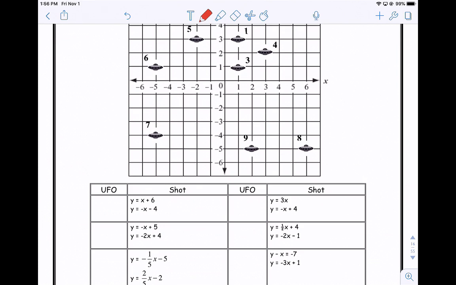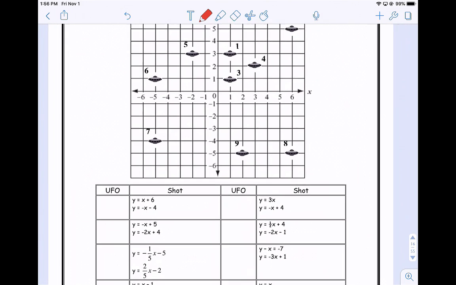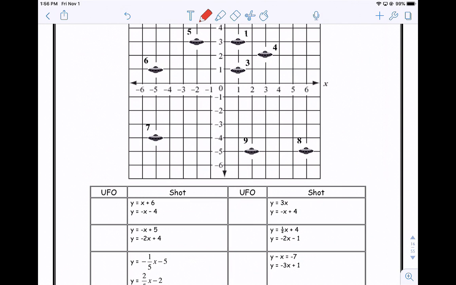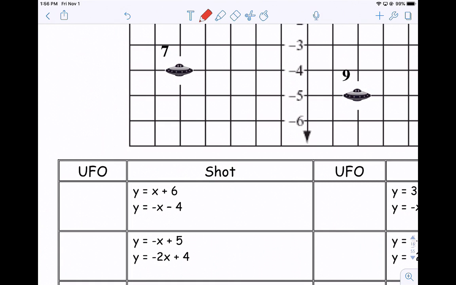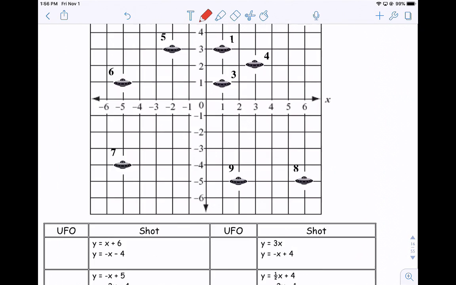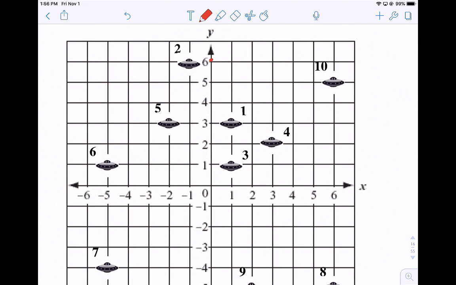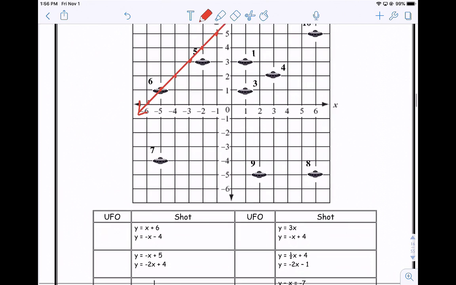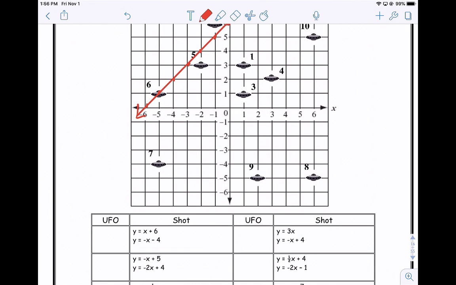So for example, let's look at just these lines right here. We're going to graph x plus 6. The y-intercept is 6 and the slope is 1. I can't go any more up, so I can go backwards and go down 1 over 1. When you do that, it shoots UFO 6. But we're looking for where it crosses for both, so we do have to graph the second one.